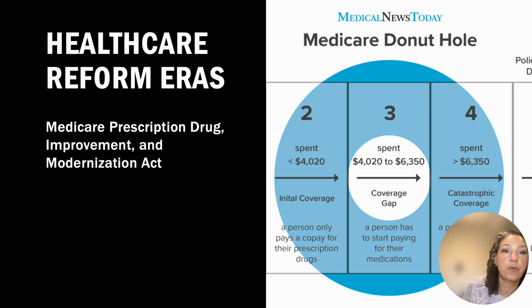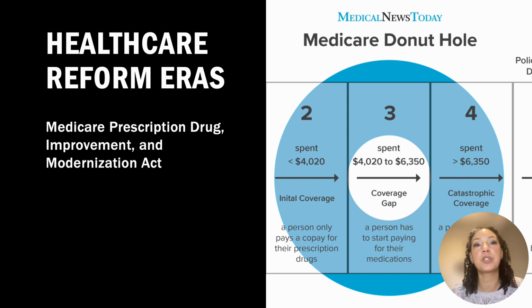So the next reform era came with George W. Bush, and if you just think about it, just think about Part D at this point. It was called the Medicare Prescription Drug Improvement and Modernization Act, but really focus on Part D. So D as in the prescription drug coverage and D as in donut hole.